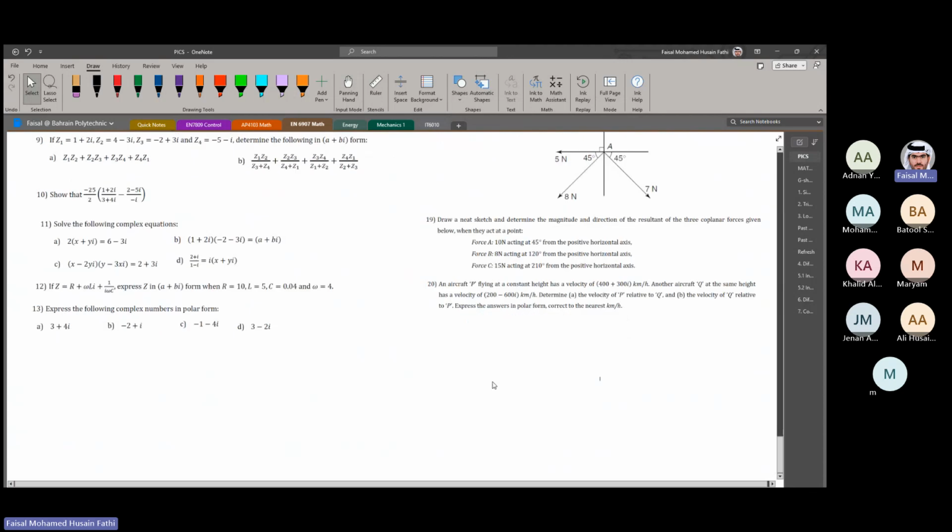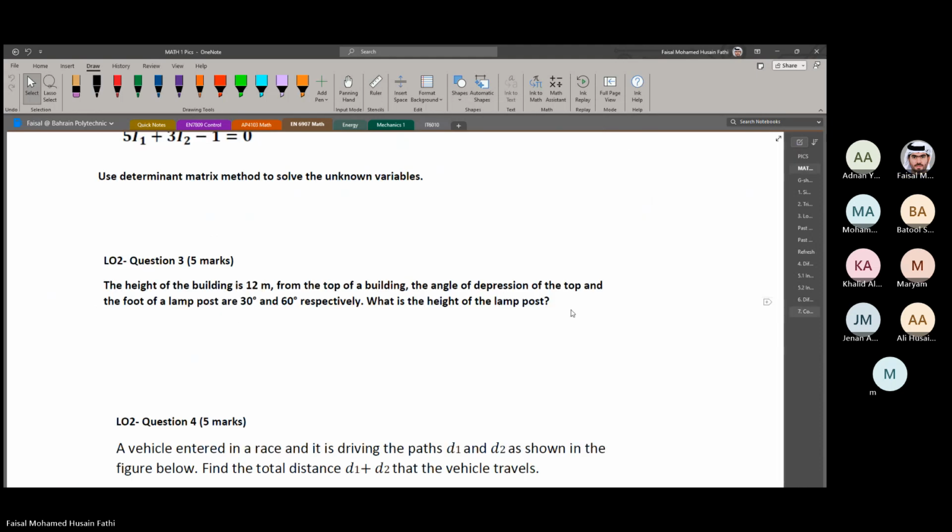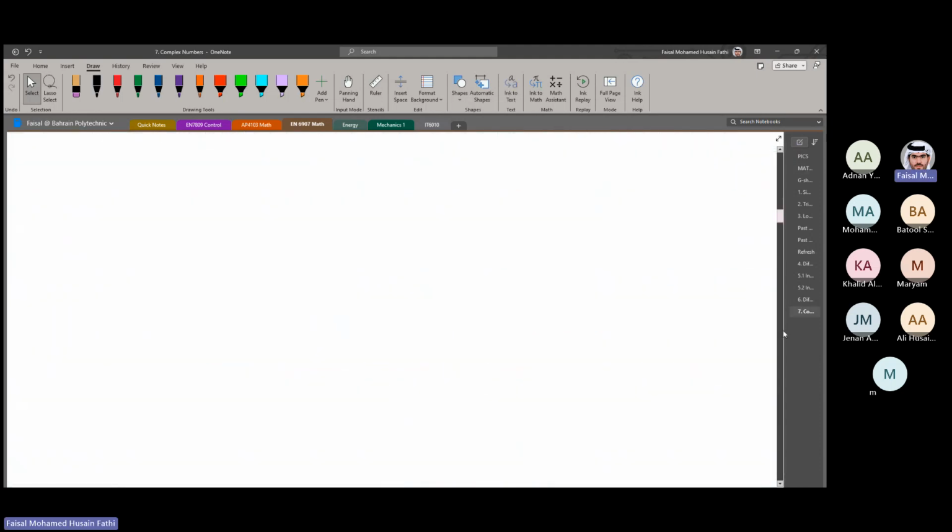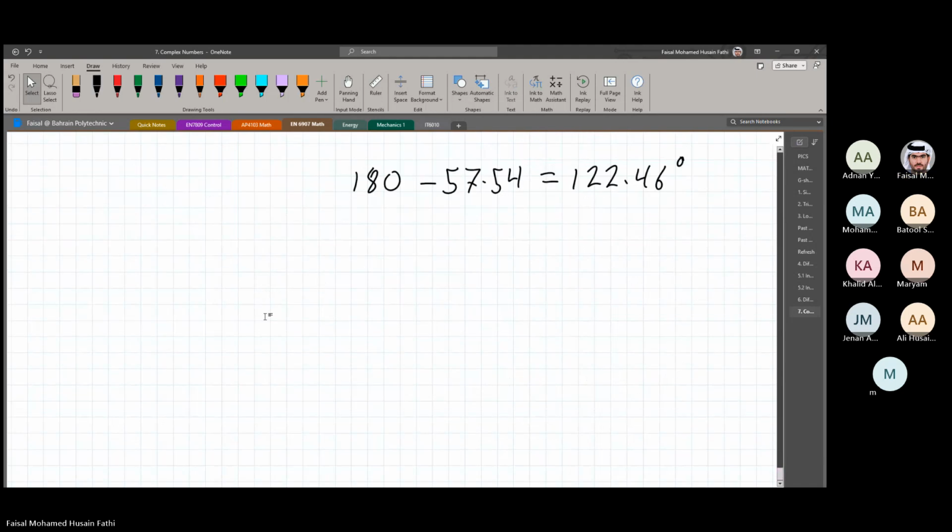Let's see the last question. An aircraft P flying at constant height has a velocity of this. Another aircraft has the same height and the velocity of this. Determine the velocity of P relative to Q and the velocity of Q relative to P. Simple. All you have to do is literally subtract one from the other to determine it relative to the other one. Everything else you already know how to do.